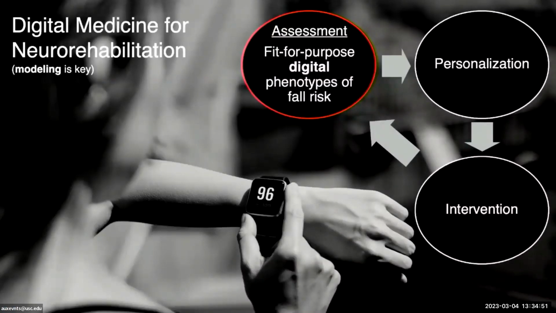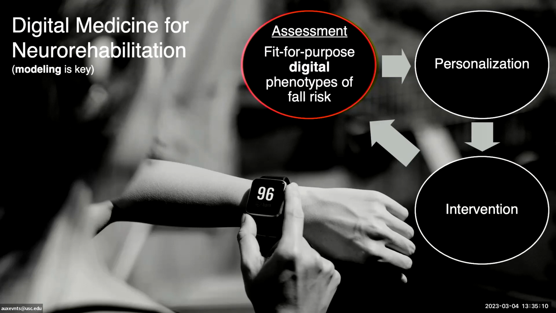Okay, so where do we use modeling in this process? The first is in this assessment phase: developing fit-for-purpose digital phenotypes for fall risk. And this is a challenging problem. I think we all know that fall risk is a multifactorial problem. We're capturing just one aspect of it.